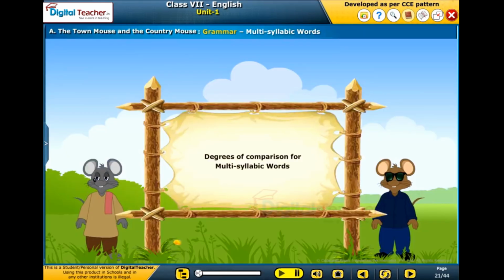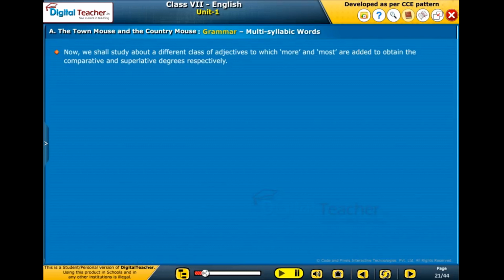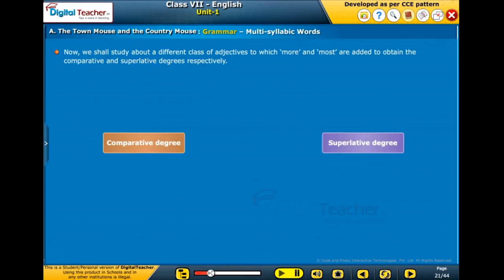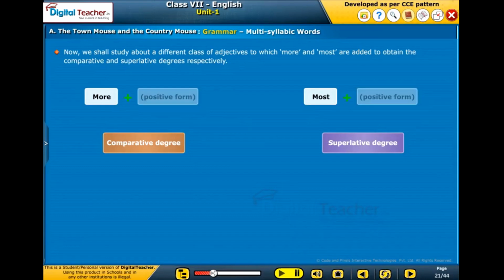Degrees of comparison for multisyllabic words. In this section, we will learn about degrees of comparison for multisyllabic words. Now, we shall study about a different class of adjectives to which more and most are added to obtain the comparative and superlative degrees respectively. The words more and most are added as prefixes to the positive form, which has two or more than two syllables. Here comes a question.